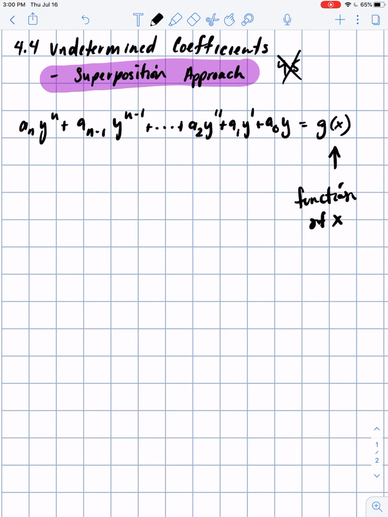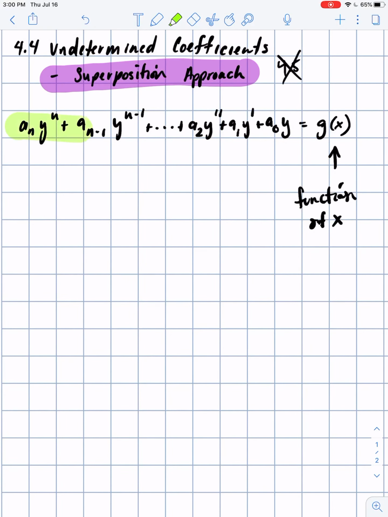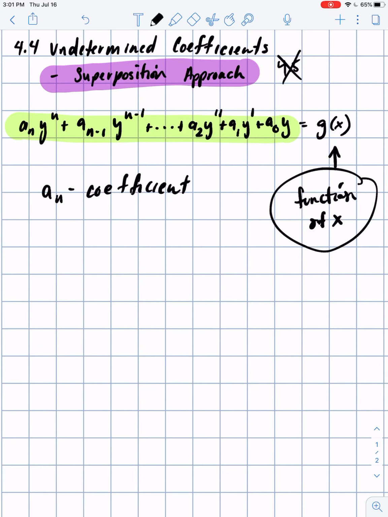Okay, so one of the big differences here is if you're looking at this function, it still is the same. You still have the same setup where you have the undetermined coefficients in front, like a sub n is a coefficient, but it's equal to a function of x.